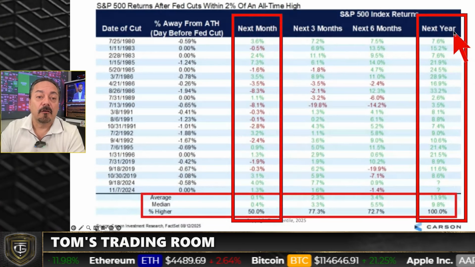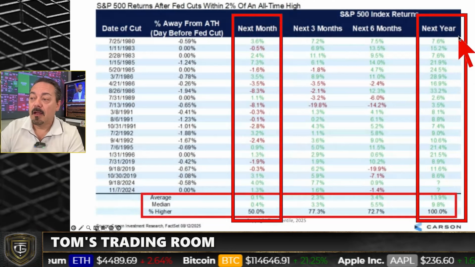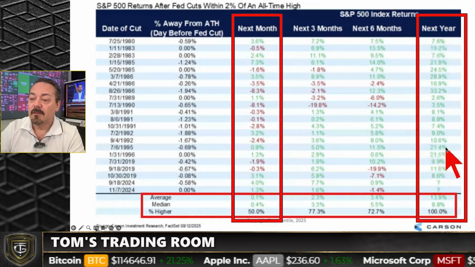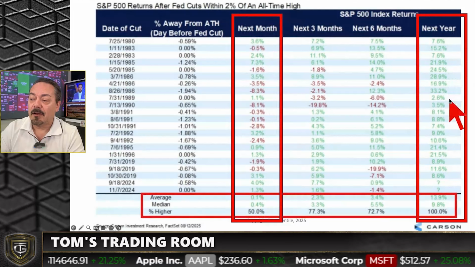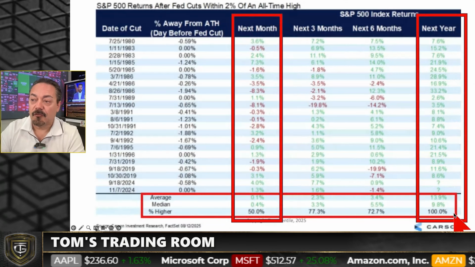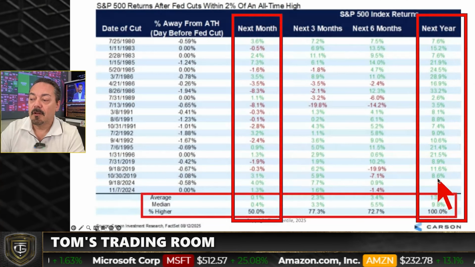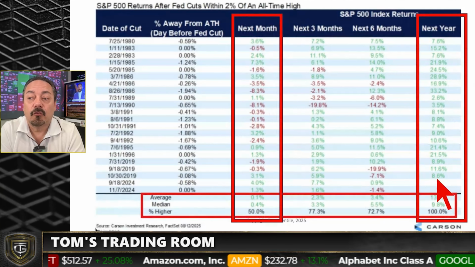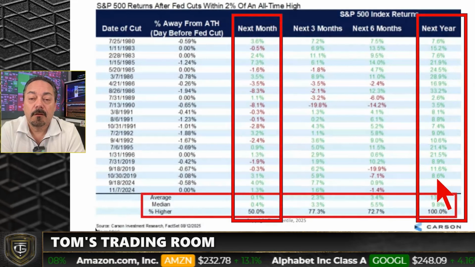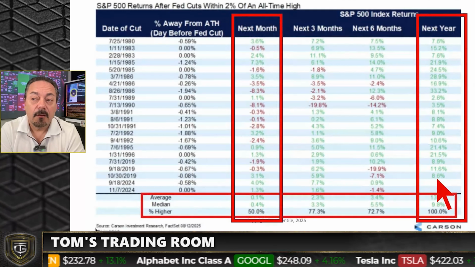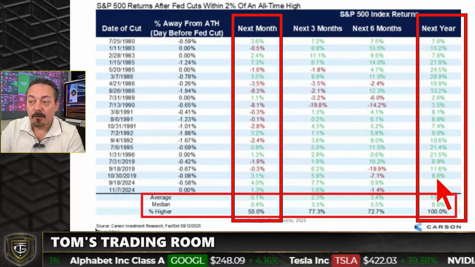How about next year? A year from now, every single one of these had moves higher. 100% of the time we had higher markets than the year prior to that particular rate cut. Okay, so short-term pains and long-term gains.